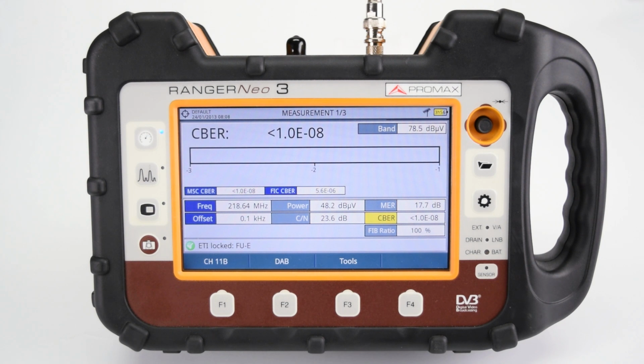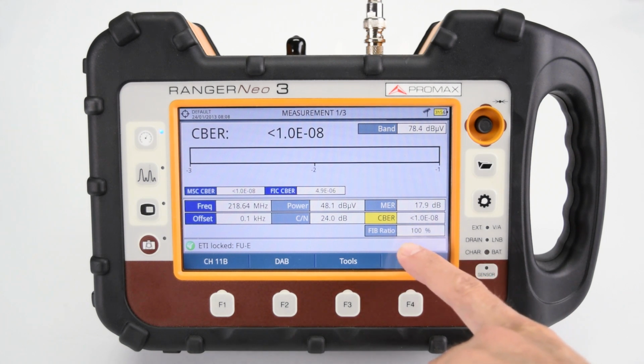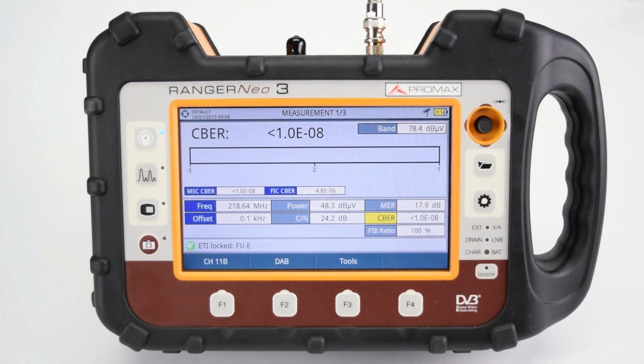As you can see, we can also provide separate channel BER measurements for the FIC and the MSC. It makes sense because the FIC uses additional CRC that we can read as well. Also, in connection with this, we have the Fast Information Block Ratio, or FIBR. We have 100% here right now, which basically means that all fast information channel information is received OK. All of it is OK.